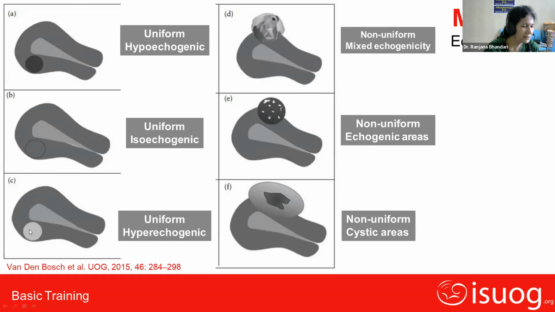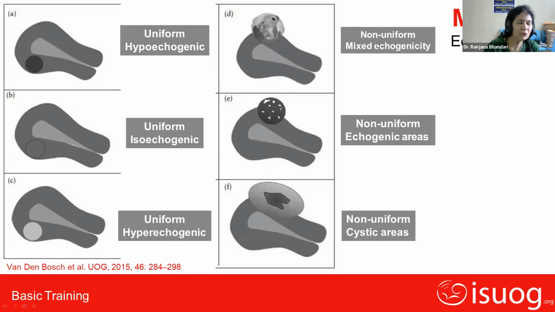And hyperechoic is the lighter part. See, this is the darker part and this is lighter than the surrounding myometrium. Now, if I say uniform, uniform means it is homogeneous. Homogeneous means it will look totally similar. This part and this part will look similar. So this is uniform. This we will also see in the live fibroid images. So these are the types of uniform myomas: hypoechogenic, isoechogenic, and hyperechogenic.